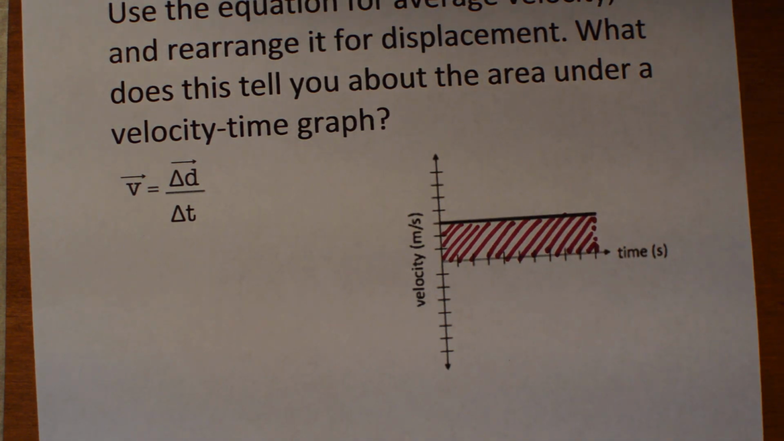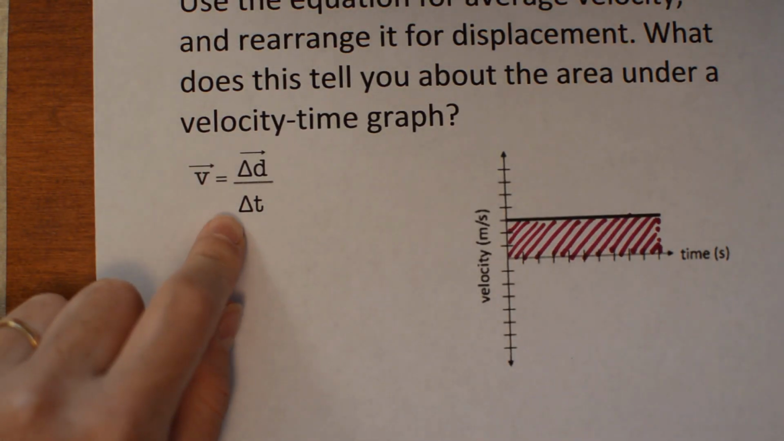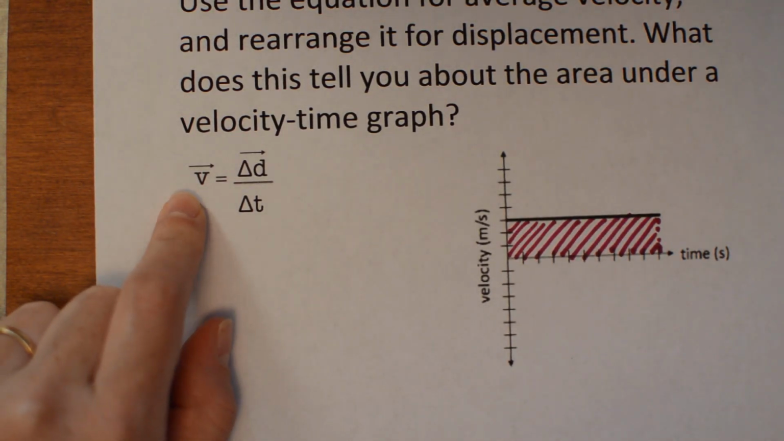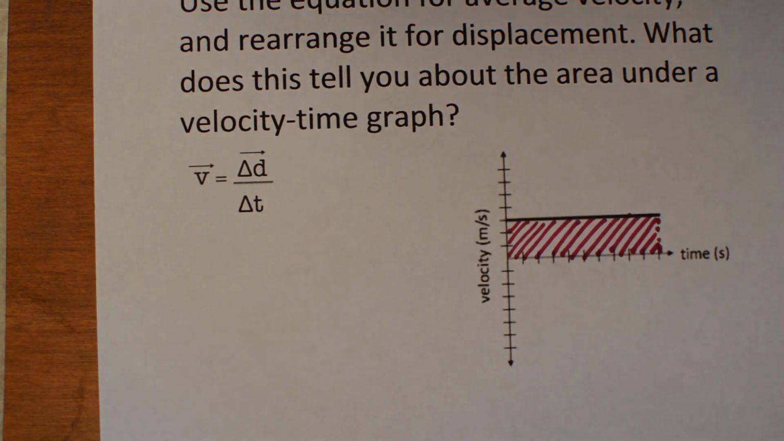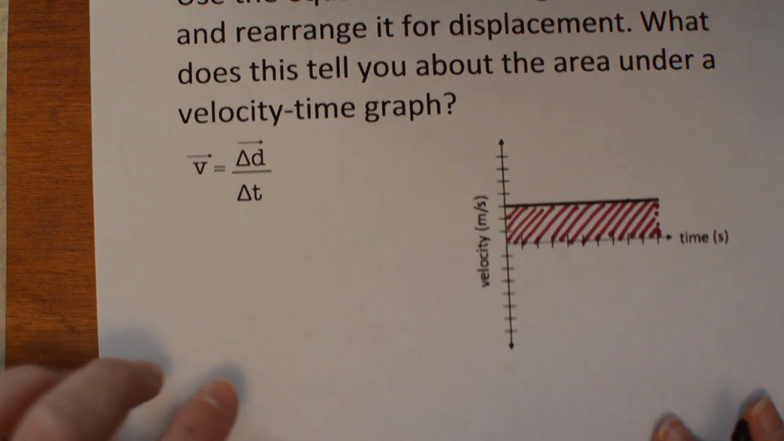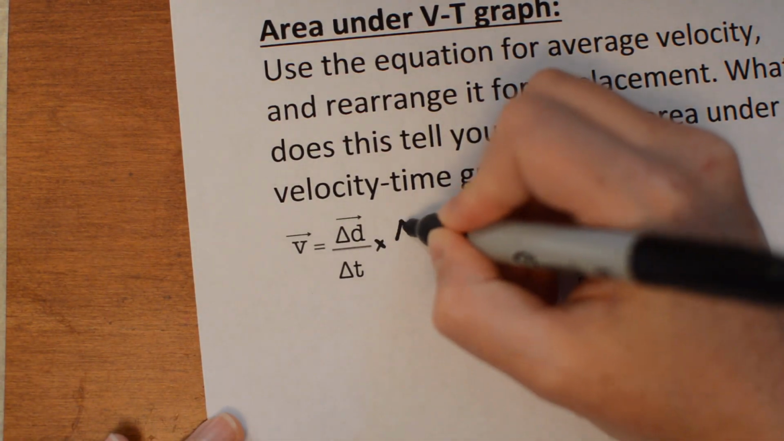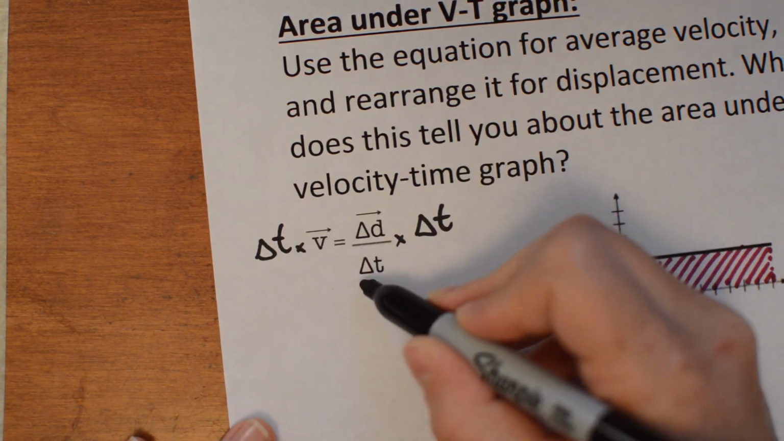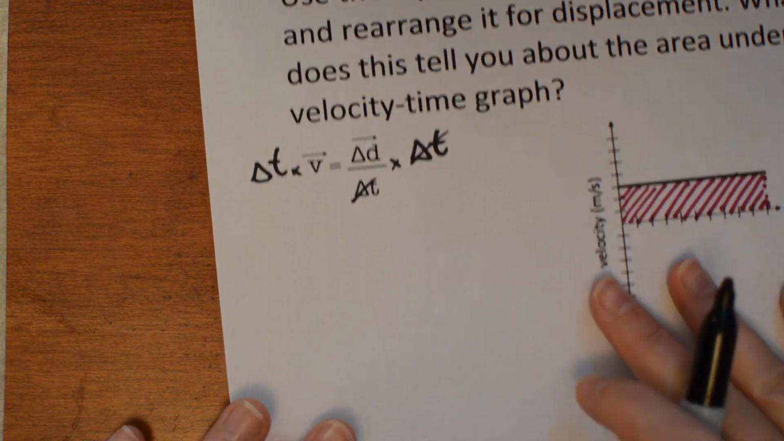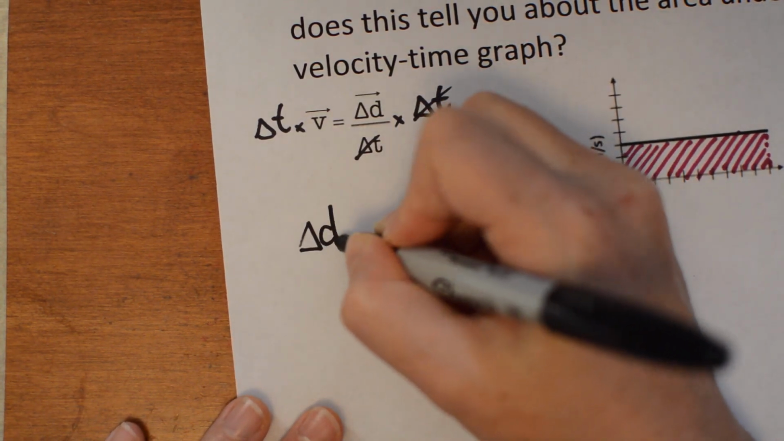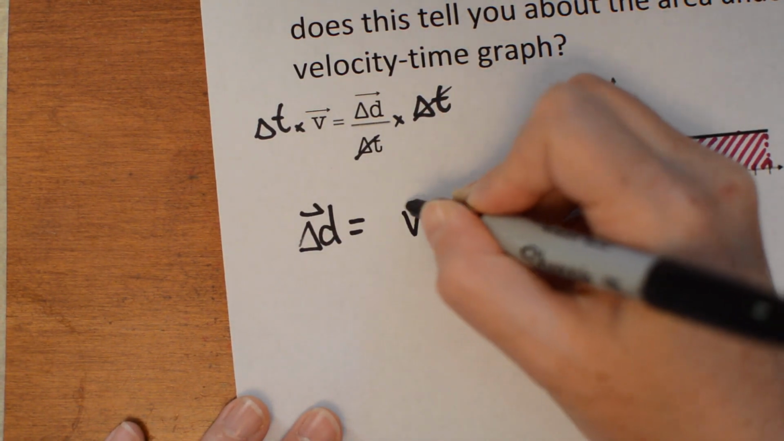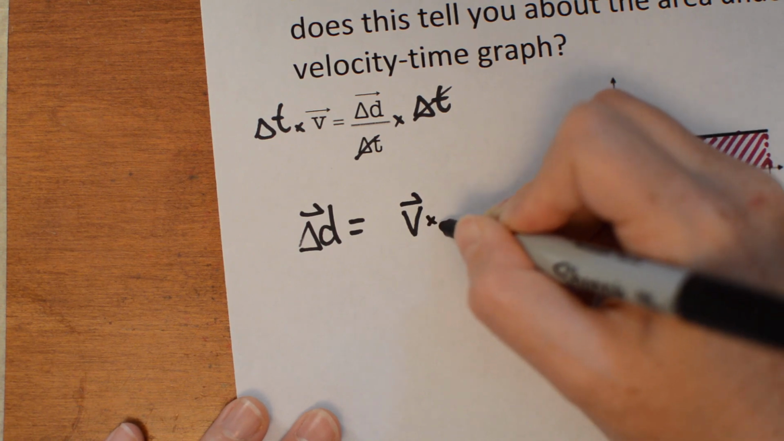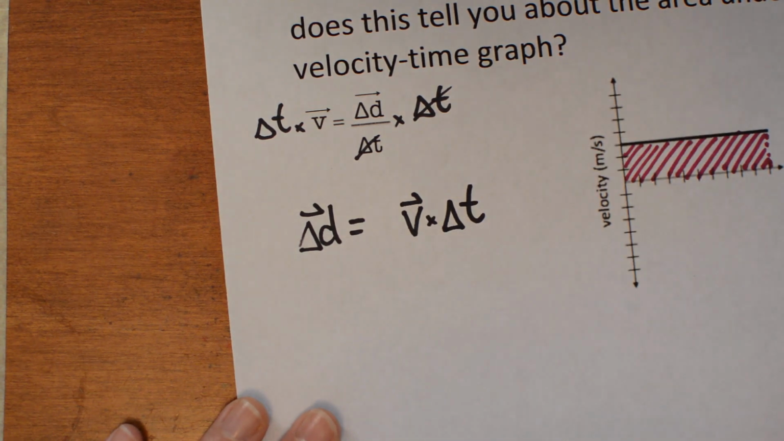I'm going to try and figure out what that area means. And we're going to do that using our equation for velocity. So average velocity is displacement over time. If I rearrange this equation, I could multiply both sides by time. That would cancel time off the bottom here. And I'll get displacement is velocity multiplied by time.